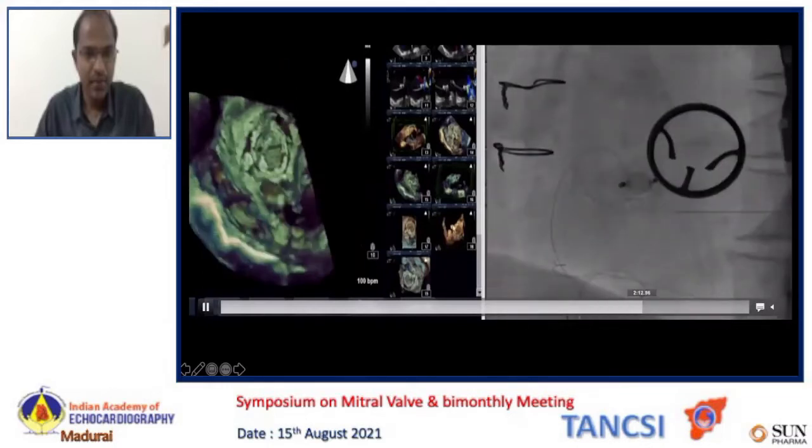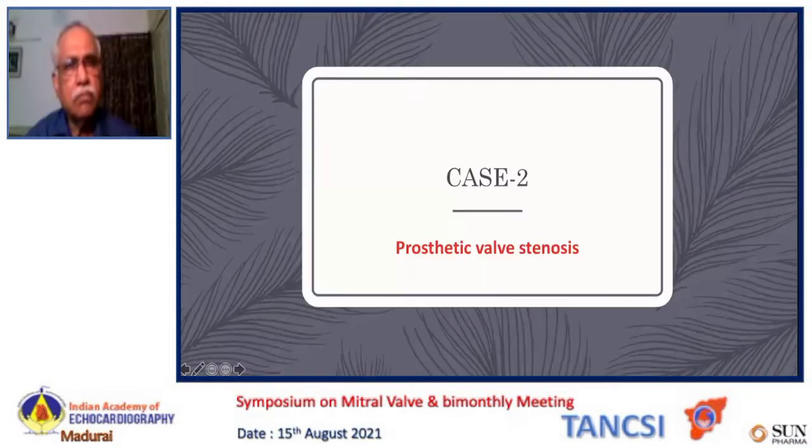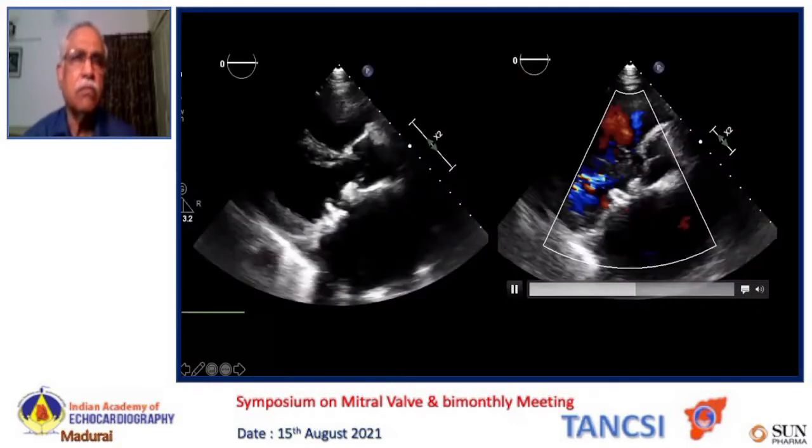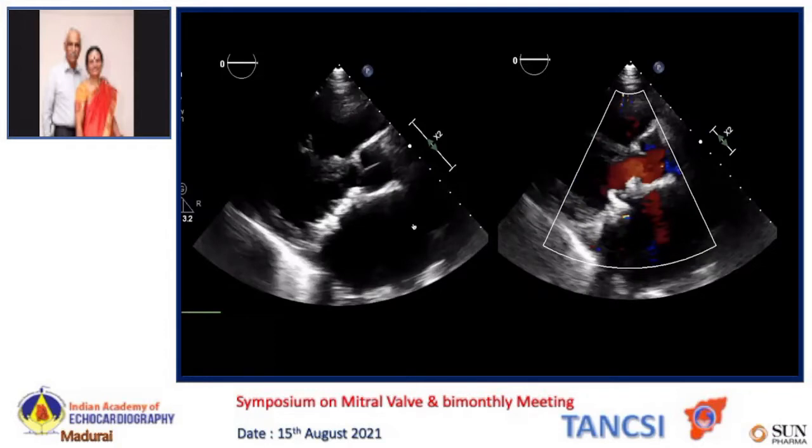Case 2 is a prosthetic valve stenosis. This patient had mitral valve replacement 15 years back, and he presented with biventricular failure. Clinically he had biventricular failure, and these are the echo images, 2D transthoracic echo image showing the prosthetic valve. As you can see, the prosthetic valve doesn't look like a metallic valve. It looks like a stented bioprosthetic valve, and the valve leaflets look degenerate and calcified.